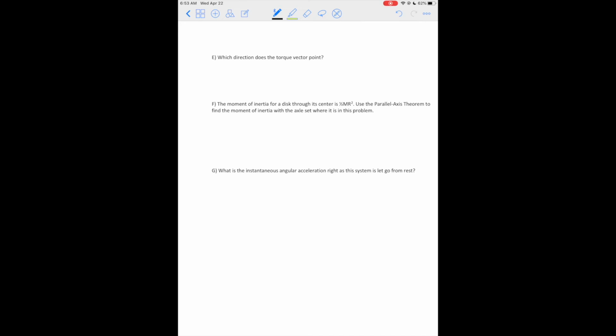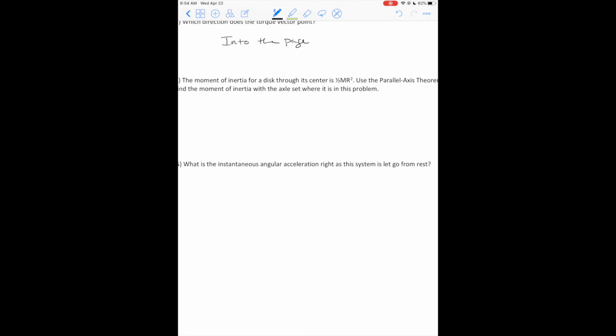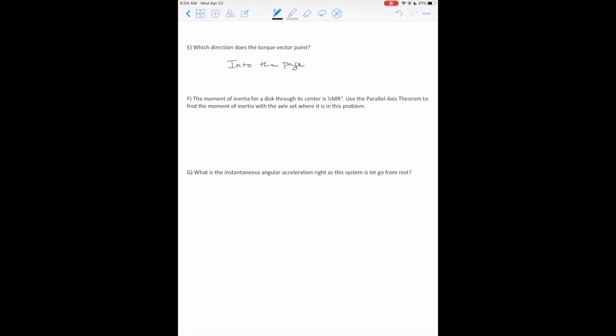And if we did that, we would find that we have a torque going into the page, right? And that's the exact same result that we found if we curled our fingers in the clockwise direction. We would find that our thumb points into the page. So in any case, the direction of the torque vector points into the page, or into the screen if you're just watching this. The moment of inertia for a disk through its center is 1/2 mr squared. Use the parallel axis theorem to find the moment of inertia with the axle set where it is in this problem.